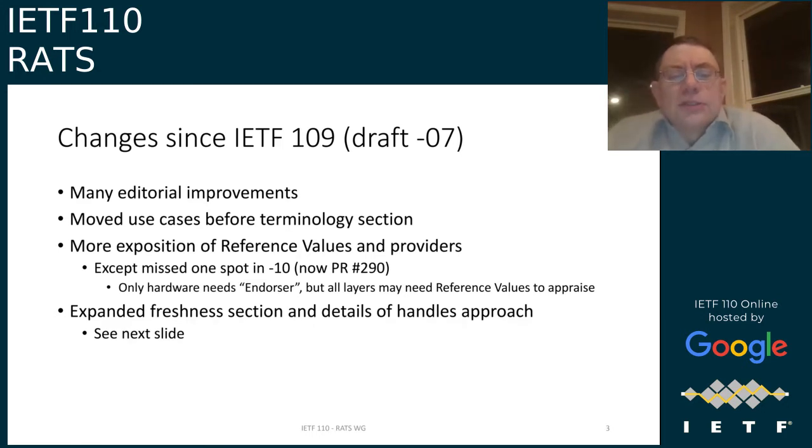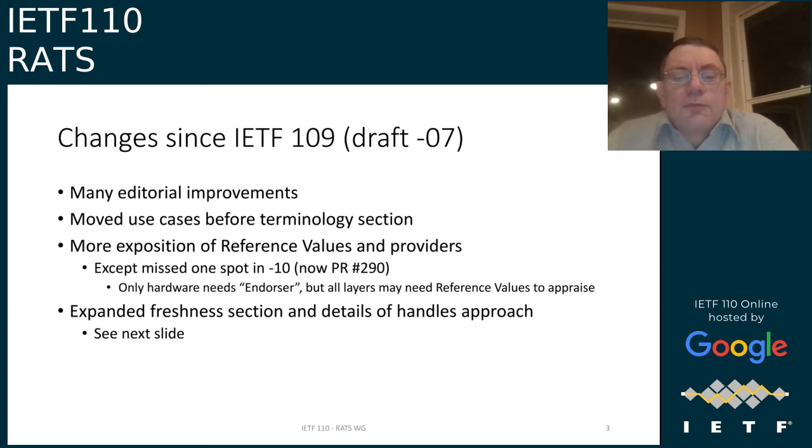One of the technical additions had to do with more exposition of reference values and reference value providers. Before IETF 109, we'd already introduced the distinction between an endorser and a reference value provider. That distinction may or may not exist in an actual implementation, meaning those could be combined into one implementation, or could be two separate implementations, or even two separate services you might subscribe to. But there were a couple places that we missed in terms of that separation.